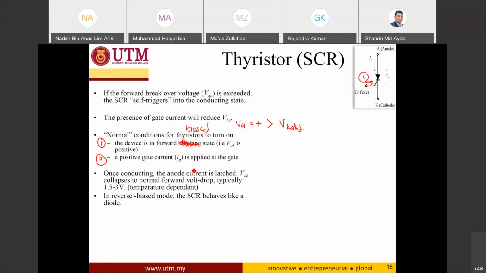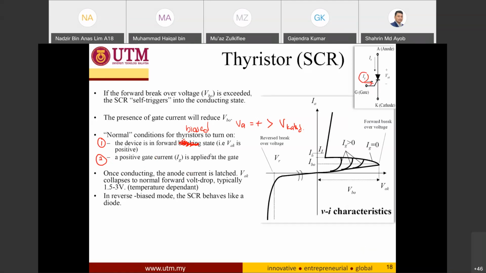So once conducting, this is what you call the IV characteristic, the current versus the voltage of the SCR. When these conditions are met, it will turn on and behave like a diode. So there will be a voltage drop, what we call V forward, which ranges from 1.5 to 3 volts. The characteristic depends on the values of the IG. If the value of the IG is IG1, this is the characteristic. And this is the characteristic when IG2, and the characteristic for another IG, IGN, for example.